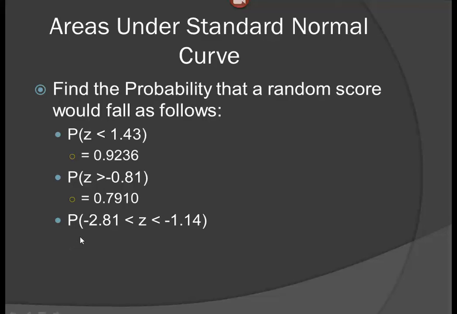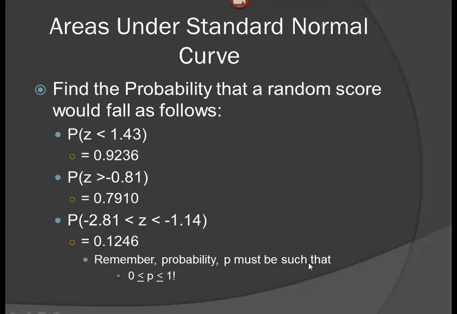And then here's our last one. Find the probability that a randomly picked z-score would fall between negative 2.81 and 1.14. Pause if needed. The answer is 0.1246. So there's a 12.46% probability that it would land between these numbers. Remember that your probability P must always be between 0 and 1. Just as we would never have a negative area, we would also never have a negative probability.